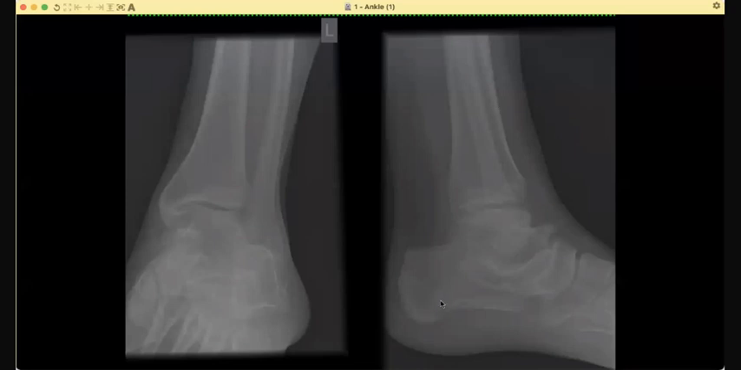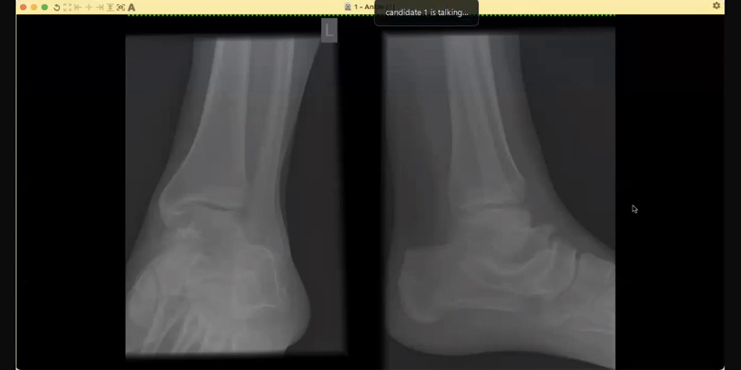Candidate one, you can see the image. I can. Okay, this is your first case. Let me tell you the history: 24-year-old male, hindfoot pain. Over to you.